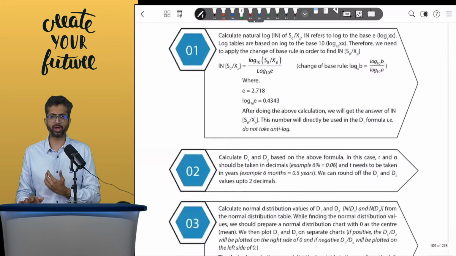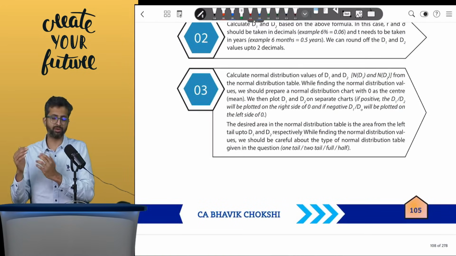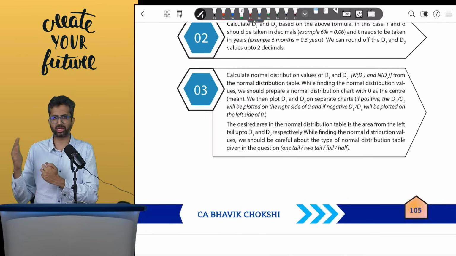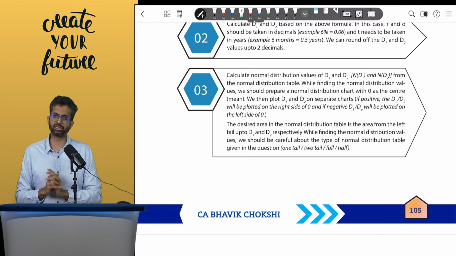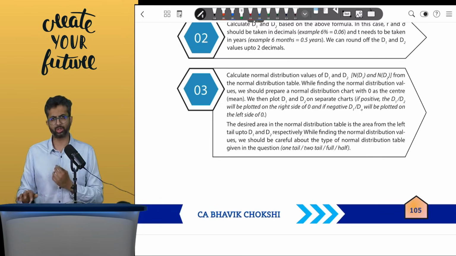So you will try to find the value from the left tail to D1. If D1 is positive, it is plotted on the right hand side of the mean. If it is negative, it is plotted on the left hand side of the center, that is 0, and accordingly you find the N(D1) or N(D2) values.